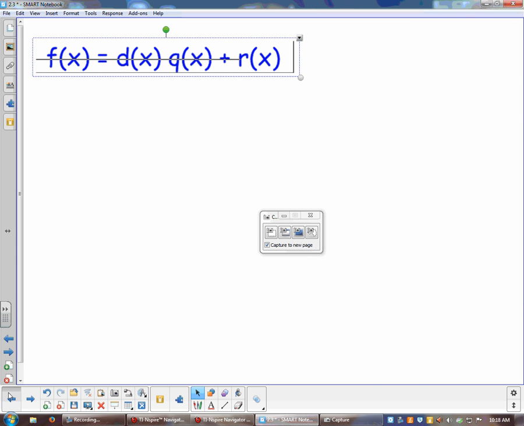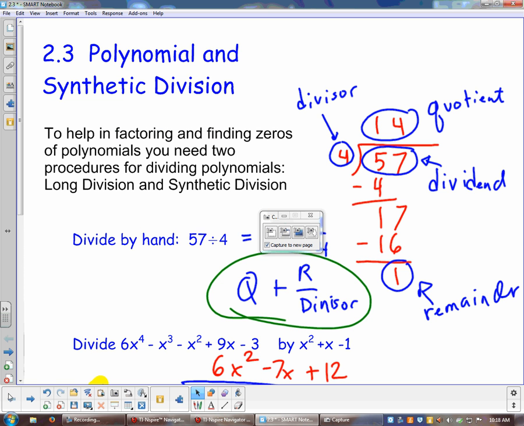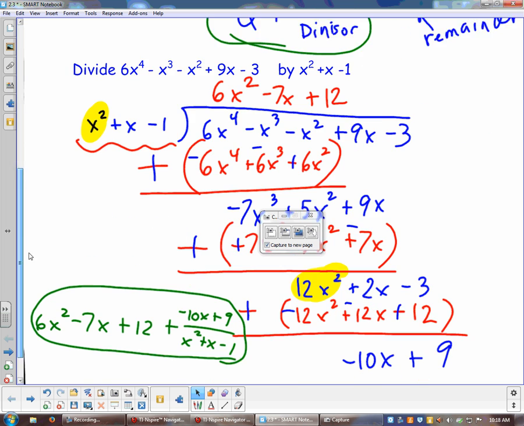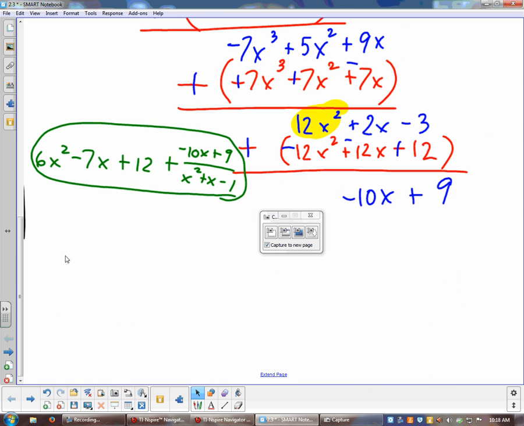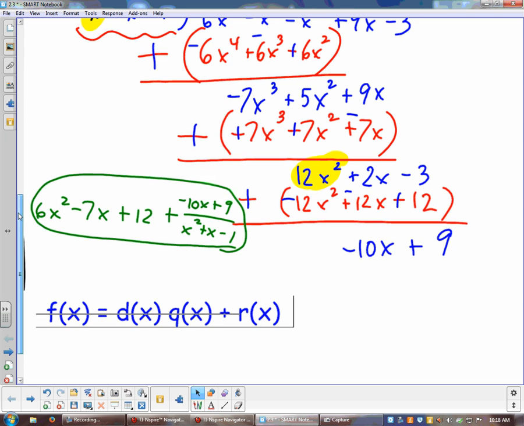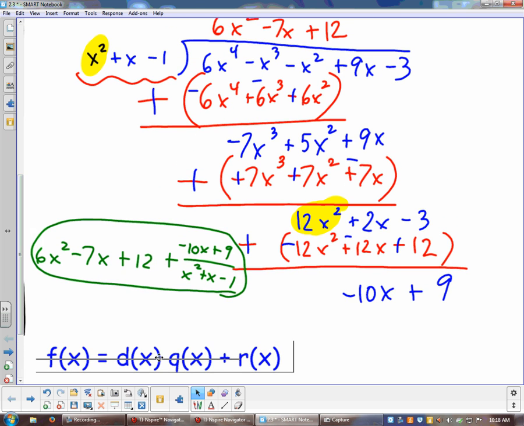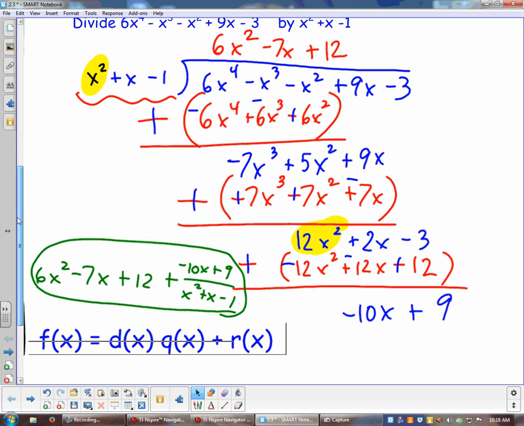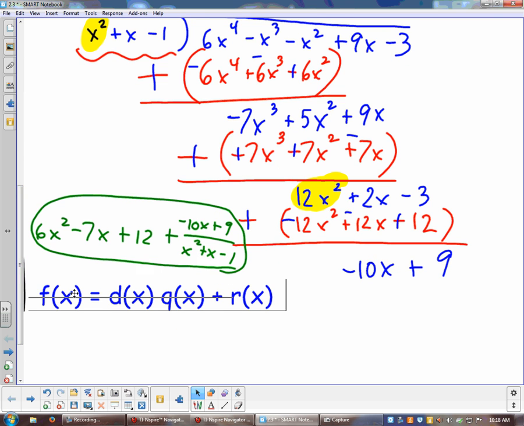Okay, so I wanted to go back to this first problem to demonstrate this. Forgive the nasty line through there, but the original polynomial is going to be our f of x. So that's this 6x to the 4th minus x cubed. You with me? Can you take this example here and write it in this pattern here? Would you do that now, please?